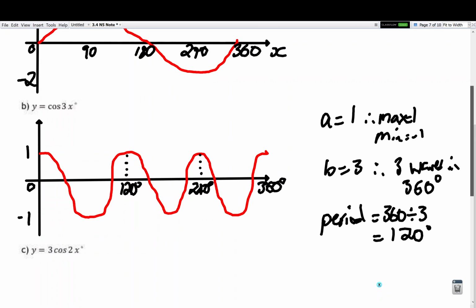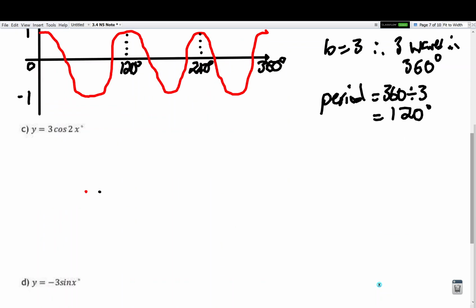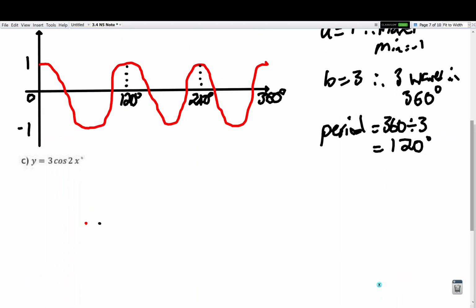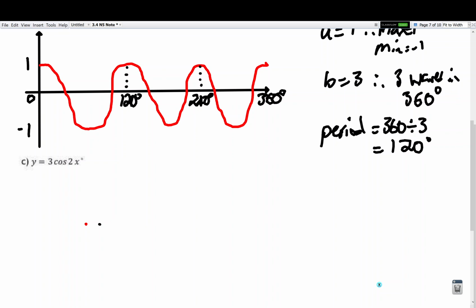Okay, so hopefully you're okay with that. We'll look at the next example, which is where we have y equals 3 cosine 2x. So again, we've got the cosine curve, and this time there are 2 things that are affected. The amplitude and the period are affected. So we'll work through it. We'll draw our axes, same as before.